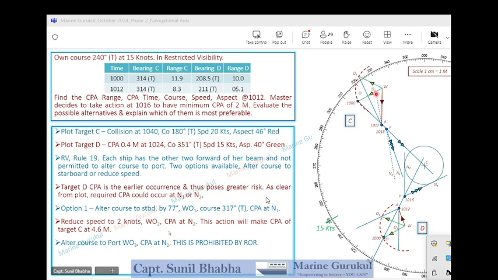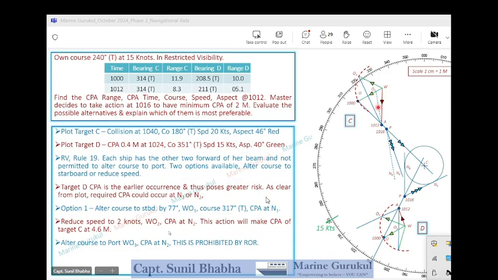This is the new own ship vector. Now from O2, I join a line with point alpha, you can see Oscar 2 to alpha dotted line coming up. This will be the new relative line of approach for target Charlie. This is effective at 1016 hours.